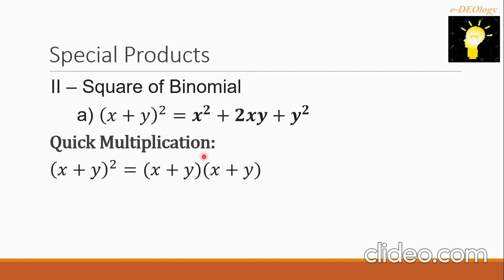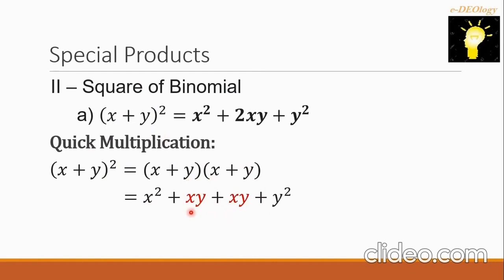And then we will do the long method of multiplication. One by one, we will multiply the x with the x. We will get x squared. X multiplied by y, we will get the xy. And then the y multiplied to x, we will get the yx, or we can write it also as xy. And the y multiplied by y, we will get the y squared.